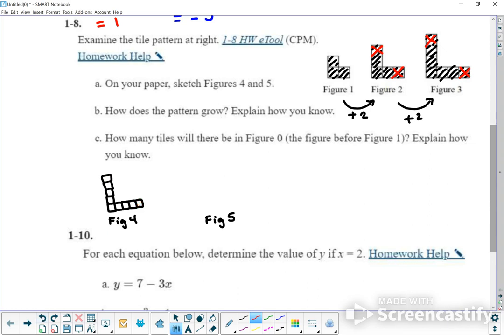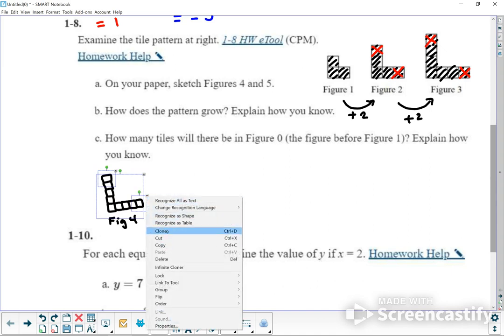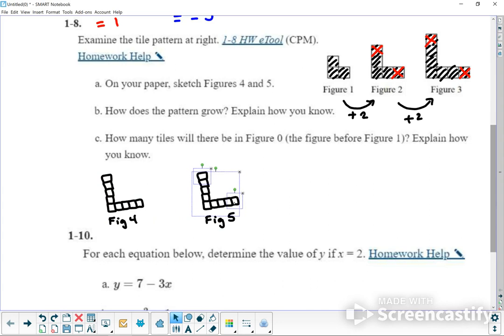Okay. Figure 5, I'm going to do a quick trick, and you will probably be jealous of me. It's going to be whatever figure 4 is. But all I'm going to do, cool, huh? All I'm going to do is add 1 on the bottom and 1 on the side. That's figure 5. So that's figure 4 and figure 5 sketched. So this one is done because it's down here.